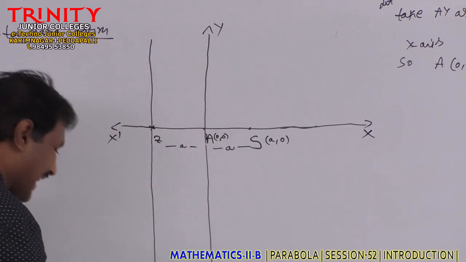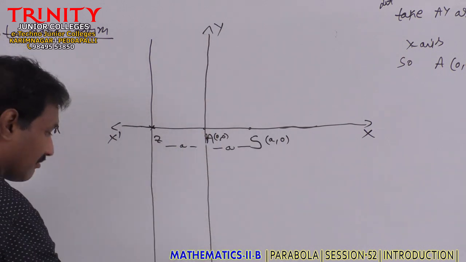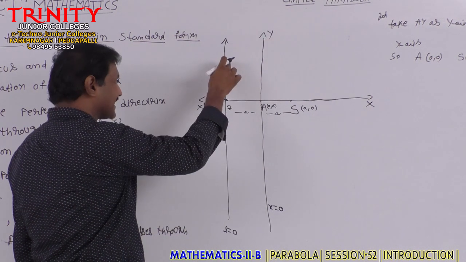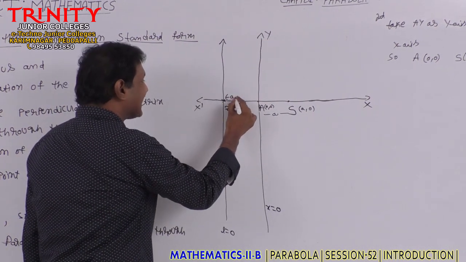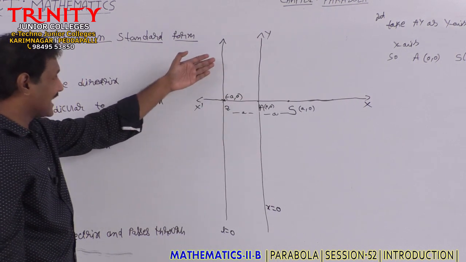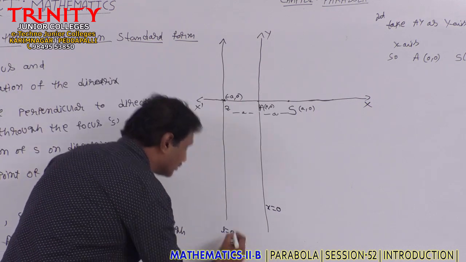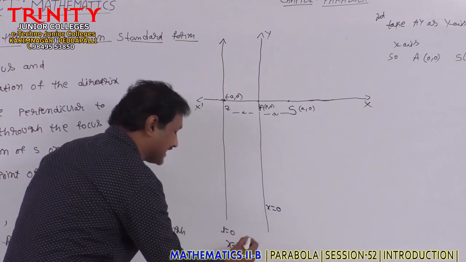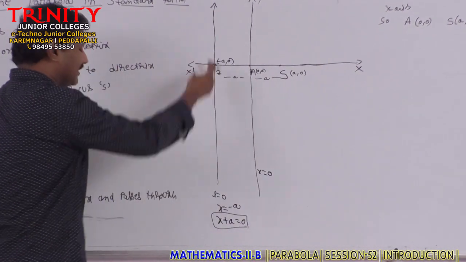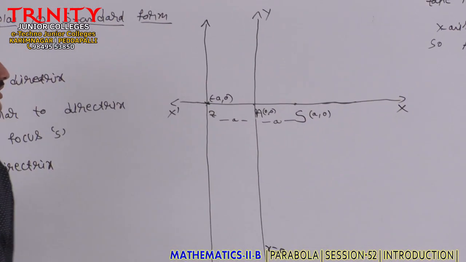The equation of the y-axis is x equal to 0. The equation of the line parallel to the y-axis and passing through the point (-a, 0) is x equal to the x-coordinate, that is, x = -a. Therefore, x + a = 0. So the equation of the directrix is x + a = 0 and the focus S is (a, 0).